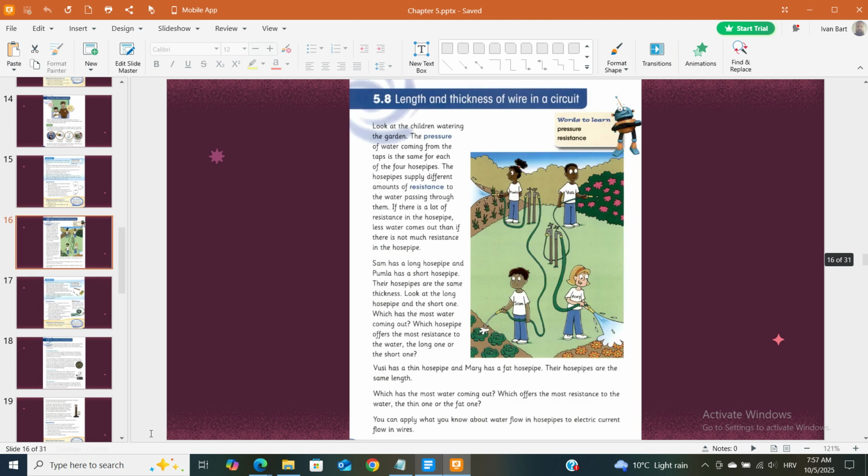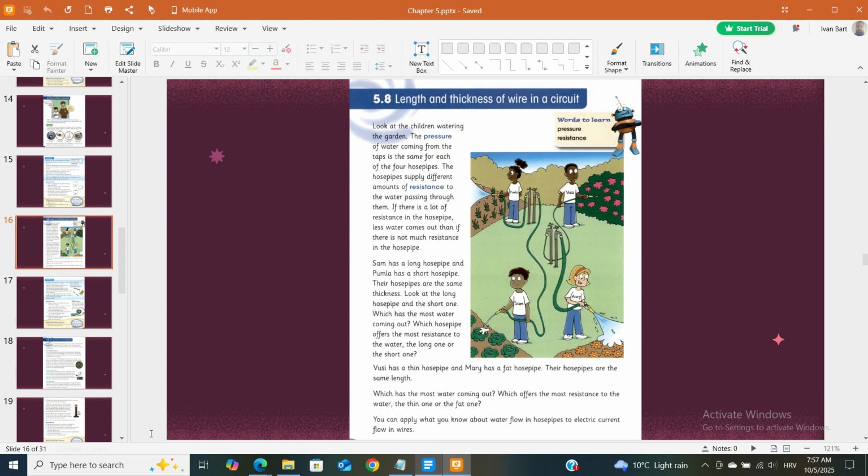5.8 Length and thickness of wire in a circuit. Look at the children watering the garden. The pressure of water coming from the taps is the same for each of the 4 hose pipes. The hose pipes supply different amounts of resistance to the water passing through them. If there is a lot of resistance in the hose pipe, less water comes out than if there is not much resistance in the hose pipe.